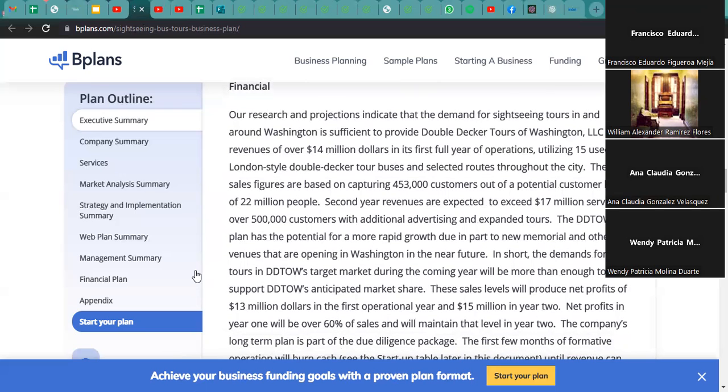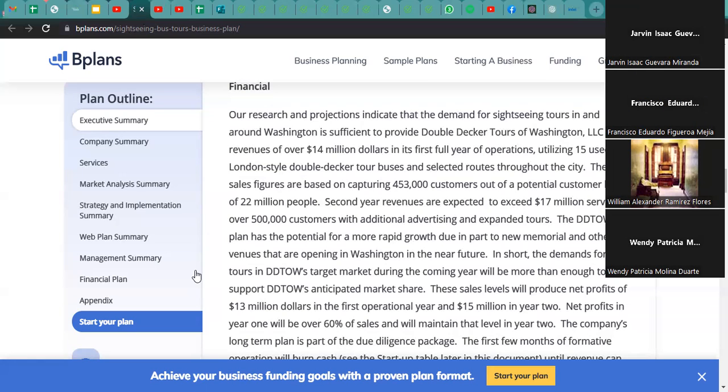Okay. Financial. Our research and projections indicate that the demand for sightseeing tours in and around Washington is sufficient to provide Double-Decker Tours of Washington LLC with revenues of over $14 million in its first full year of operations, utilizing 15 used London-style double-decker tour buses and selected routes throughout the city.